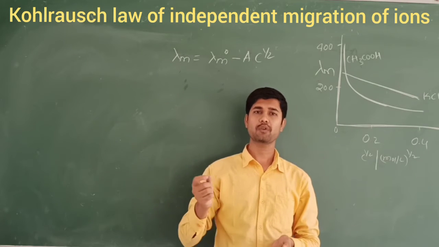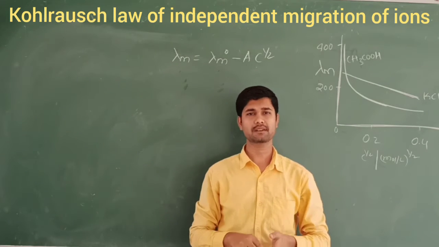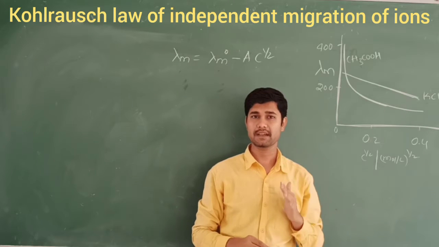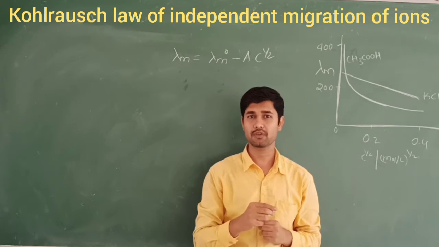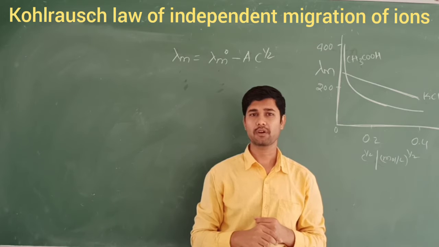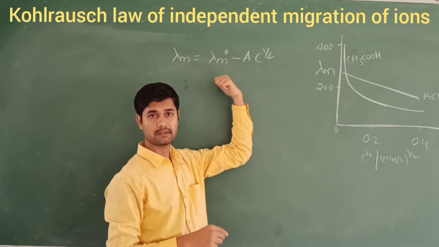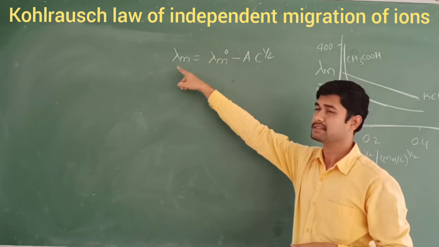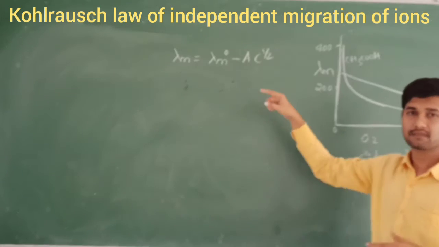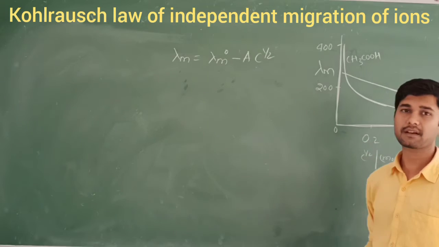When you keep adding further dilution, the concentration decreases. At the stage where the concentration becomes 0, we call this the limiting molar conductivity. So this is about the limiting molar conductivity. Lambda m is the molar conductivity, A is some constant, and C is the concentration.